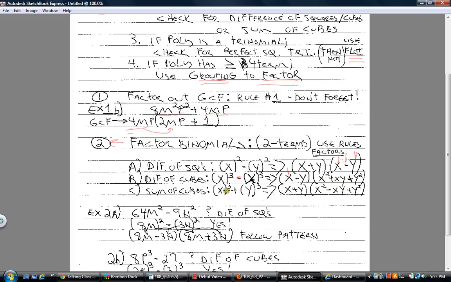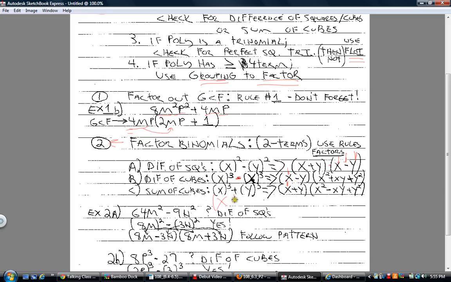The sum of cubes. You've learned the rule. The only difference is instead of it starting with a difference, it's an addition, but it's the same thing. Okay, do you have the cube root of the first term? Do you have the cube root of the second term? When the answer is yes, drop it down, drop the sign. So let me just take advantage of this.